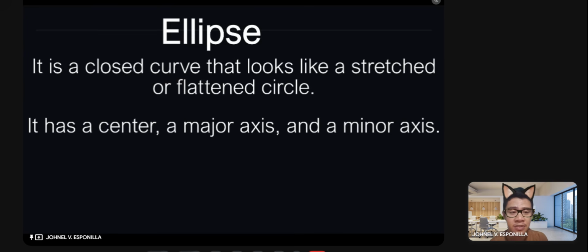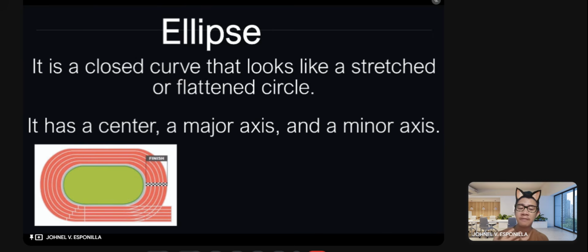Now, dito sa major axis and minor axis, since we stretch the circle, so may axis na masyadong mahaba at may part po ng axis ng ellipse which is mas maikli. So, ang tawag po natin sa mas mahaba ay the major axis at yung maikli naman is the minor axis.